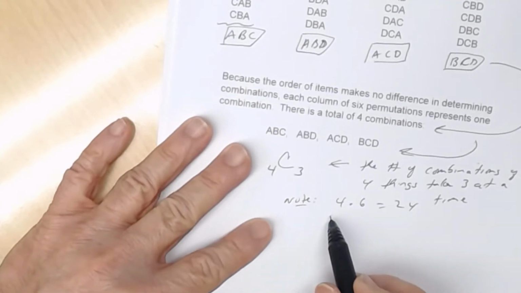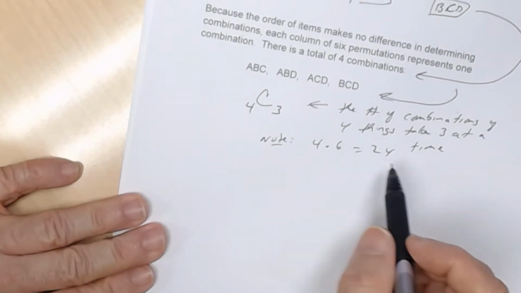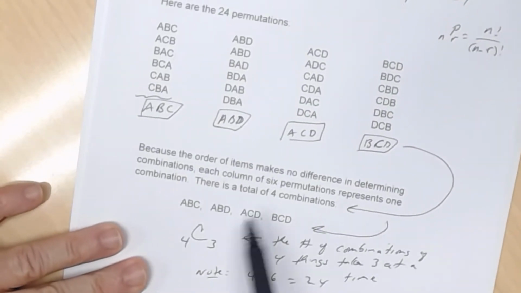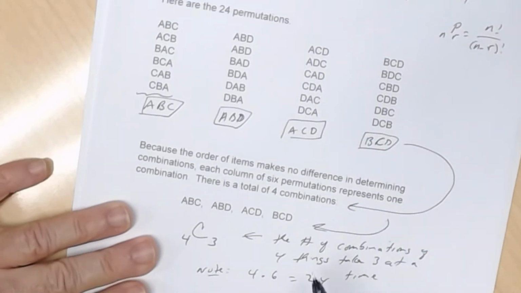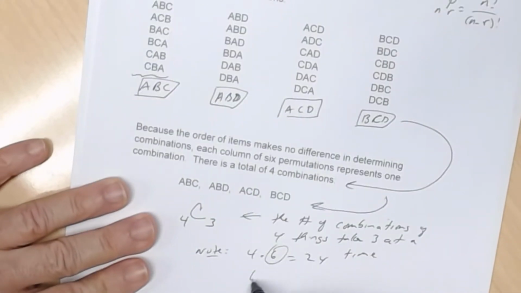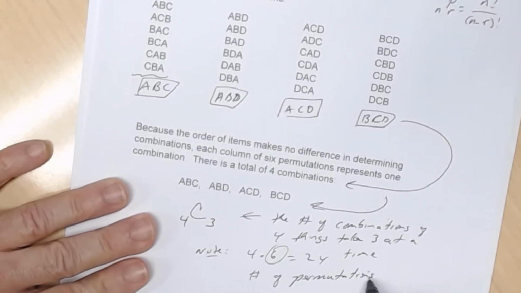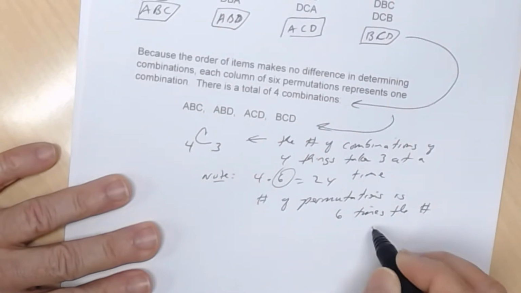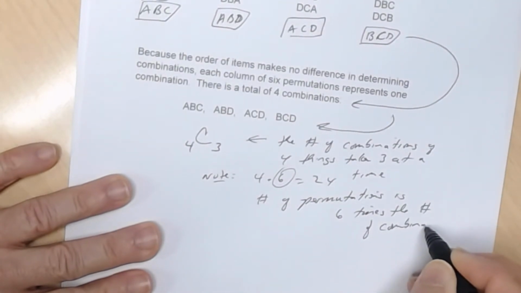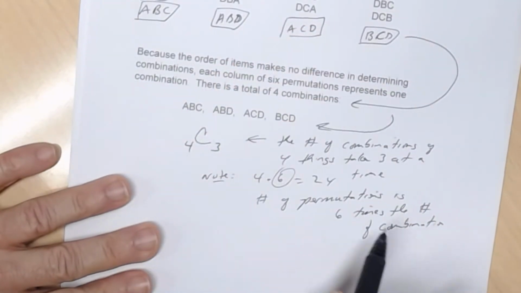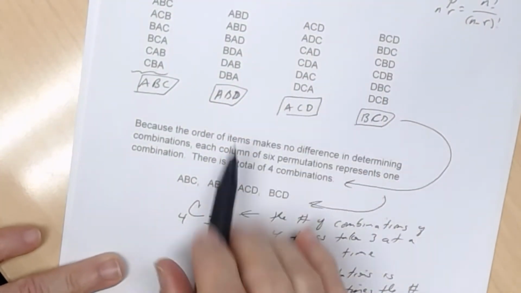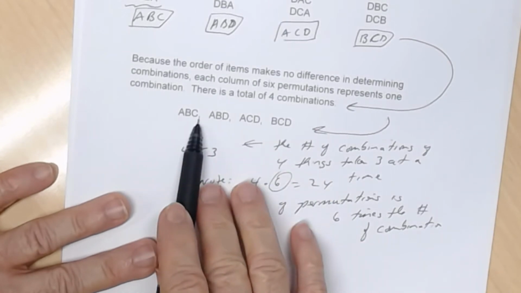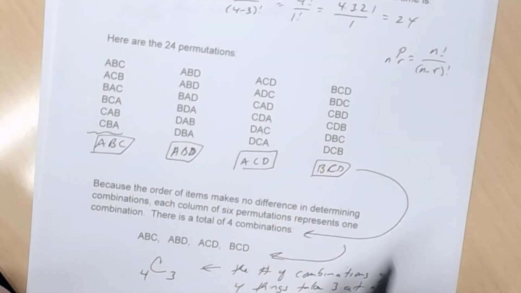All right. So notice this. The number of permutations is 6 times the number of combinations. Okay, so in this case, the number of permutations is 6 times the number of combinations, because there are 4 combinations. 4 times 6 is 24.